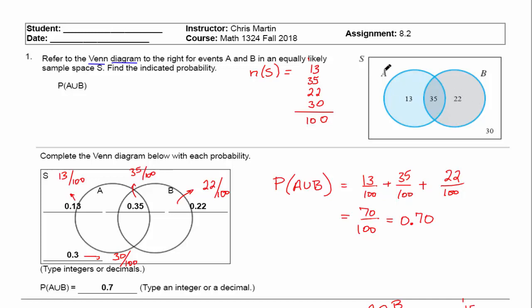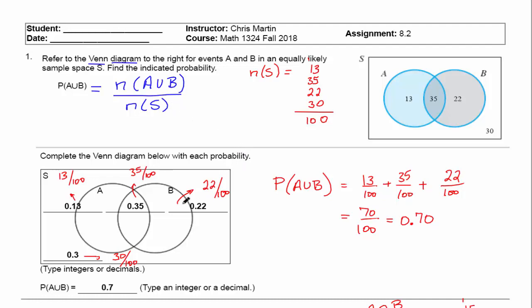So first off, how many things are actually in all of S? Well, count it up: 13, 35, 22, 30, and we get 100. So the number in my sample space is 100. And so to get the probability of A union B, I just need to know how many things are in the union and divide that by the number of things in the sample space.